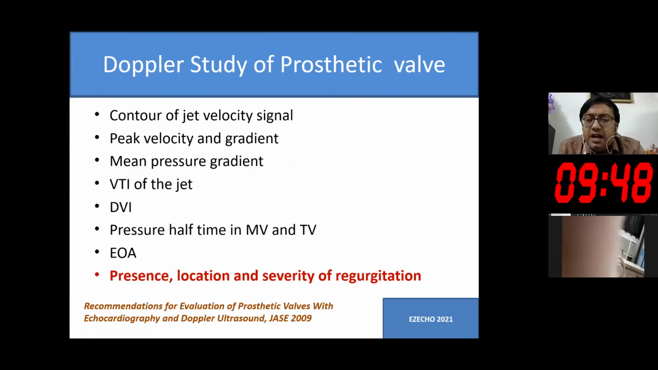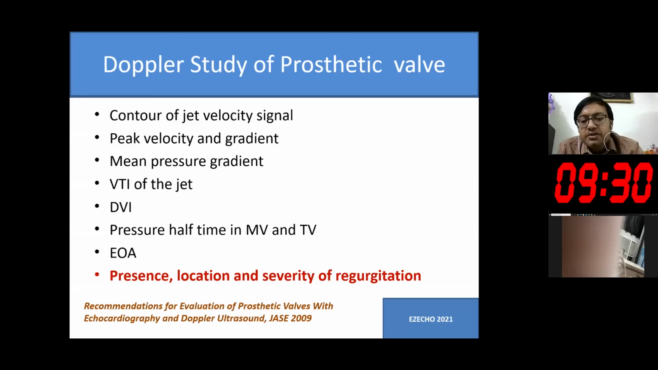It's a very rapid and early assessment of functioning, and of whether there is any thrombosis or obstruction in the valve flow. The VTI of the jet, the Doppler velocity index, is also an important parameter for the assessment of mainly aortic valve obstruction after valve implantation.